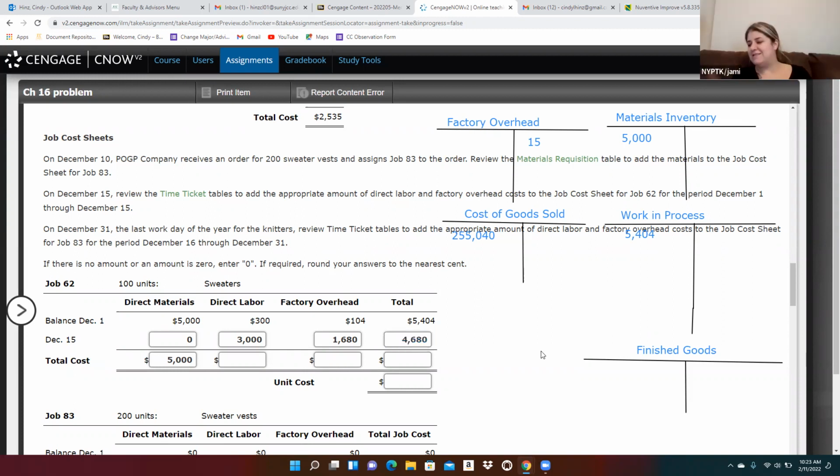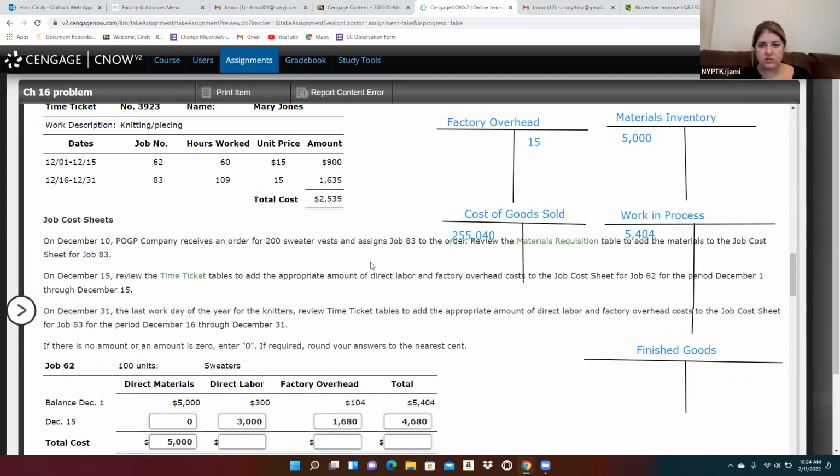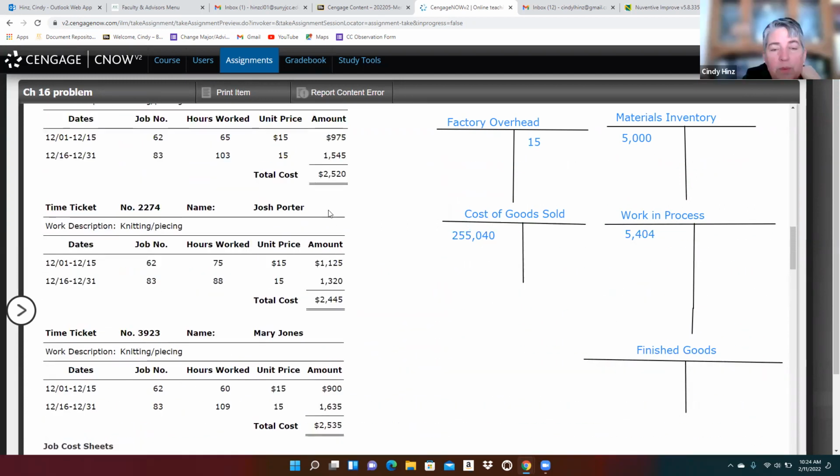So I'm sorry, because I was trying to do the direct labor between the 3. So then for the factory overhead, what did you do to get it? You used the hours they worked? Yes. You added all 3 of their hours together?